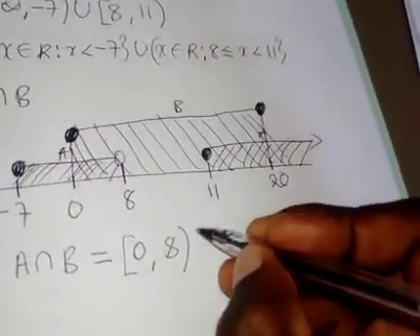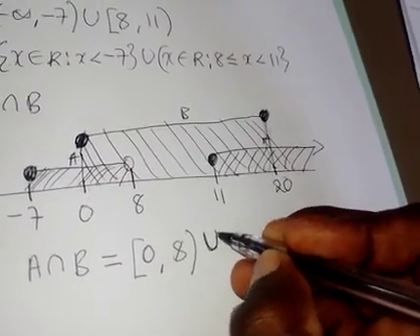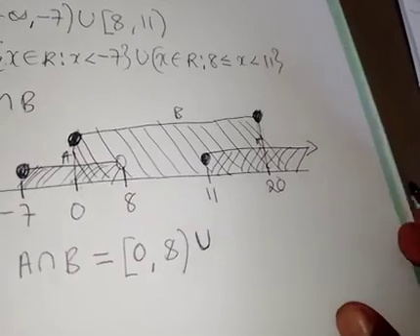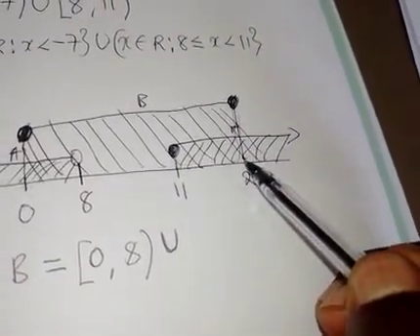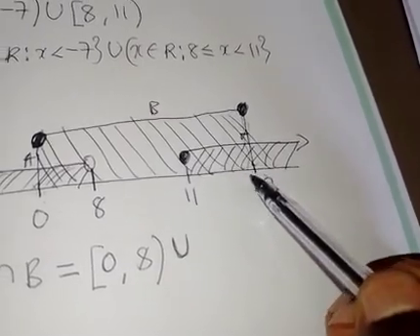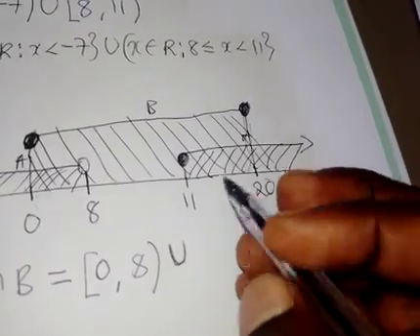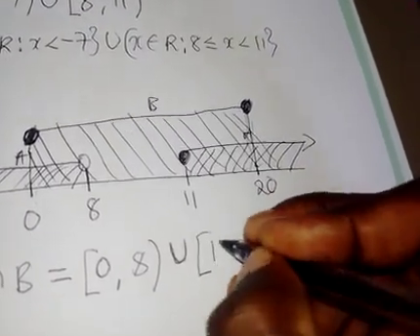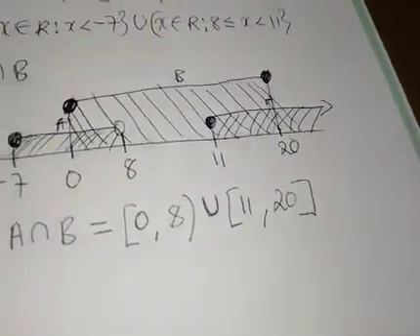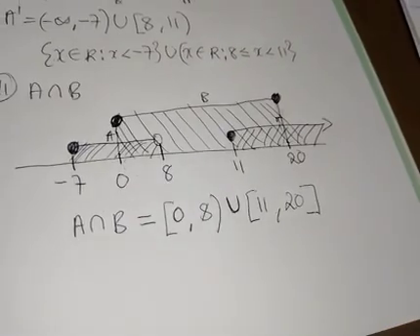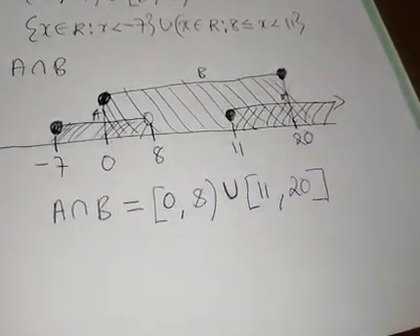Then union, so it's from 11 to 20, now from 11 to 20, and it's a square bracket like that. So that is A intersect B. Okay, so that's it for question 2.